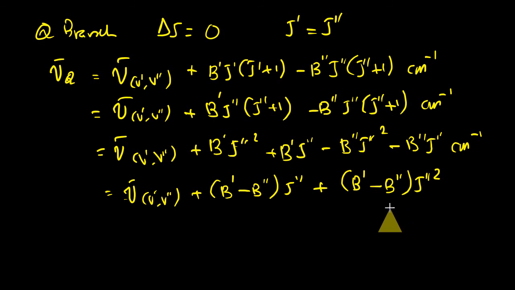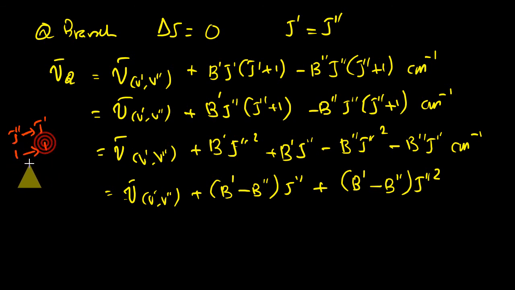Okay, so this is the expression for the Q branch, and here we have J double prime, and what are the possible values of J double prime? So this is delta J is equal to 0. Delta J is equal to 0 means J double prime to J transitions.